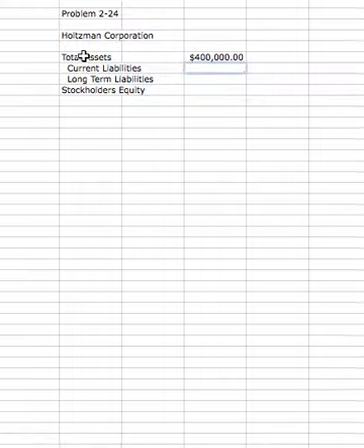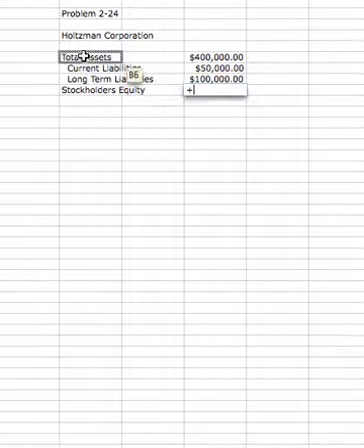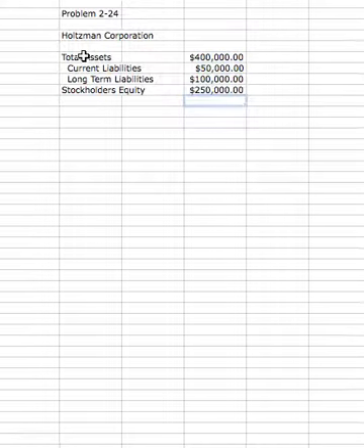So our current liabilities that we've been given are $50,000. Long-term liabilities that we're given are $100,000. So we have to subtract those two from total assets to get stockholders' equity of $250,000.